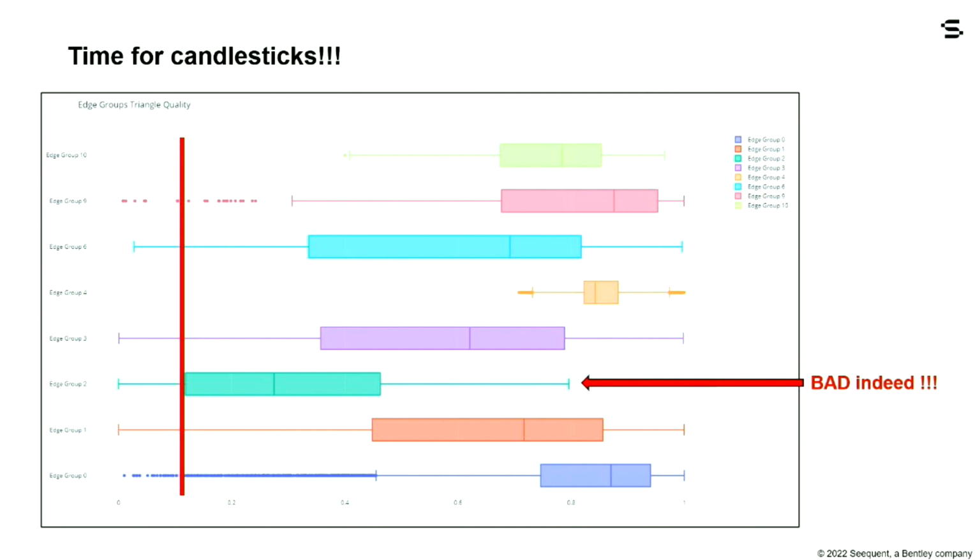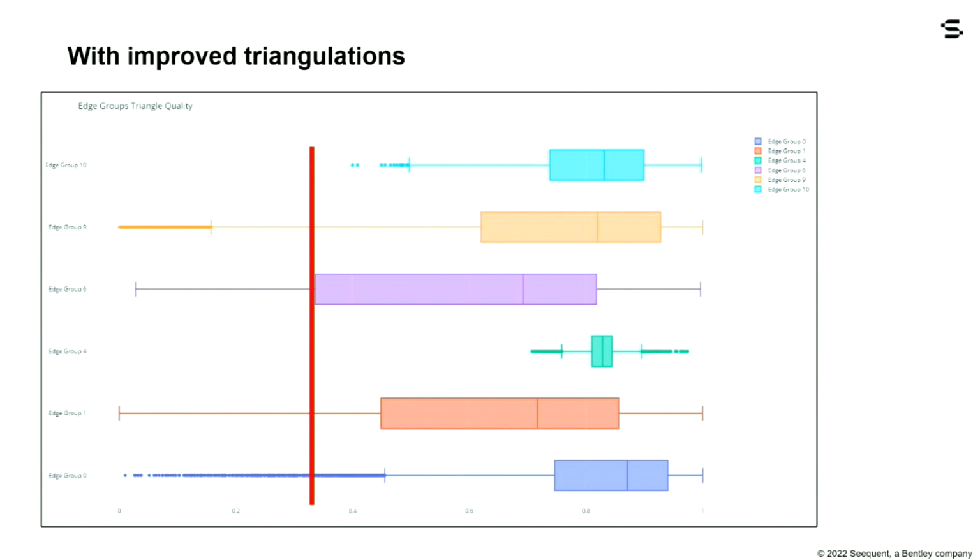So edge group number 2 is pretty bad, and by adopting a new triangulation, edge groups number 2 and 3 in that picture are going to disappear. The red line is just giving you the minimum level. With a new triangulation getting rid of those 2 edge groups, so edge groups 2 and 3 are gone here, as you can see, overall our triangle quality has improved quite a lot.